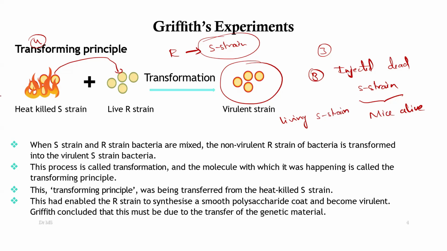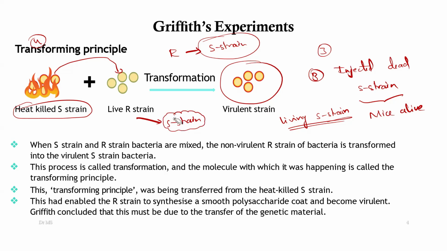But when he injected the dead strain, he extracted the living strain. So from that, he confirmed that the live R strain has changed to S strain. How has it changed? What is the difference between R strain and S strain? In the R strain, there is no outside polysaccharide coat, but the S strain contains that outer polysaccharide coat.